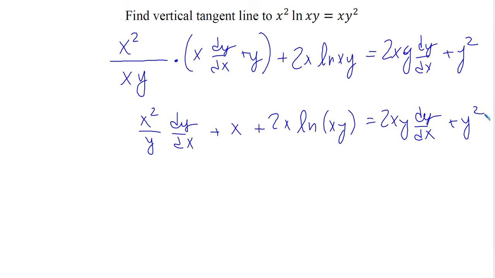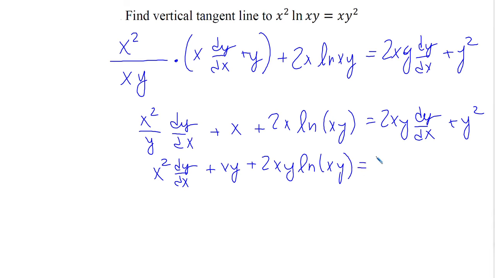So it doesn't really matter which side. Actually, what I'll probably do first is multiply everything by the y just to clear things up a little bit. So let's call this x squared dy/dx. If I multiply the whole left by y, I'm going to get xy here and 2xy ln xy. And on this side, I'm going to get 2xy squared dy/dx and a y cubed. Right. So now I've kind of cleaned it up, no more denominators to deal with.